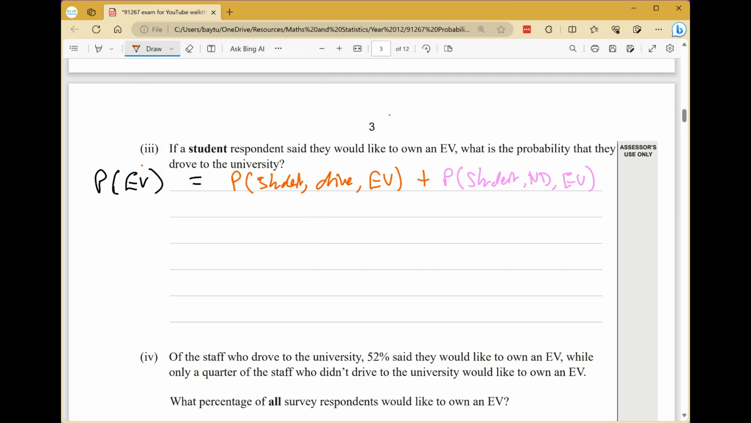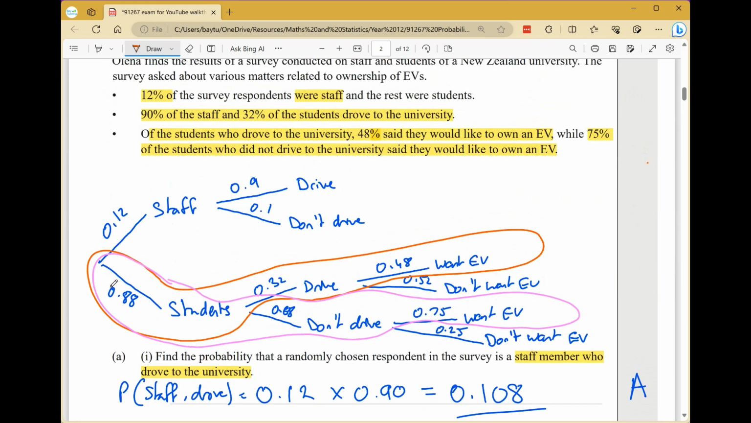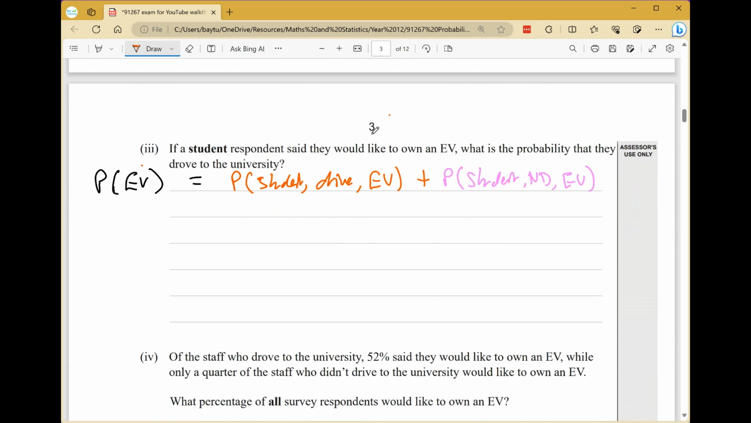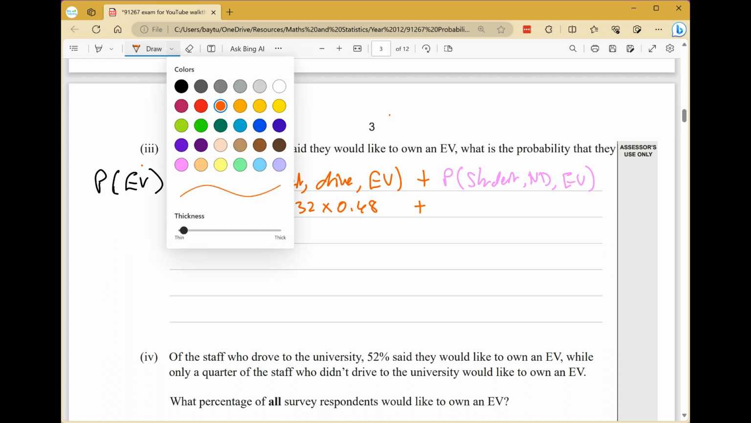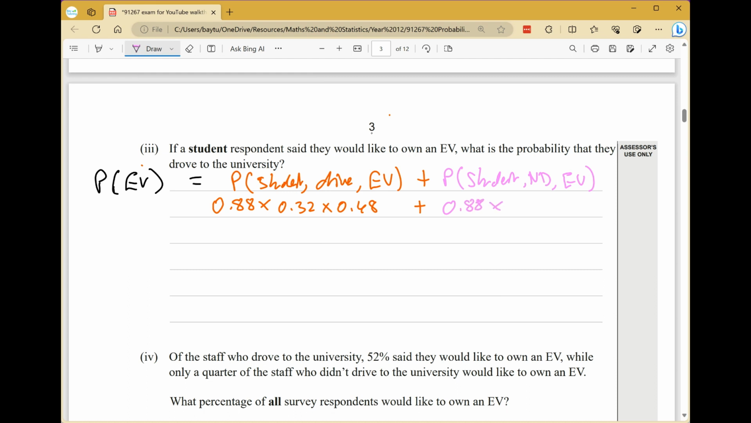Okay, so for the orange probabilities, if we just go up and remind ourselves, so we're doing this orange branch, that's, remember, always multiply going across a probability tree. So we're going to do 0.88 times 0.32 times 0.48. And for the other branch, it will be 0.88 times 0.68 times 0.75. So we'll work out those probabilities.